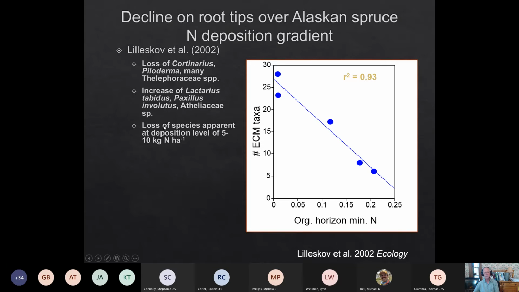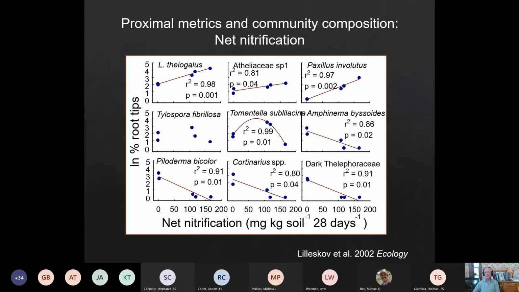And the loss of species seems to be apparent at deposition levels around 5 to 10 kilograms per hectare of nitrogen per year. And then this is just showing the differential sensitivity of the different taxa to the nitrogen availability. I don't have to go into detail, but it's the same idea. And nitrification is another strong predictor of a lot of this diversity, in addition to soil organic matter.